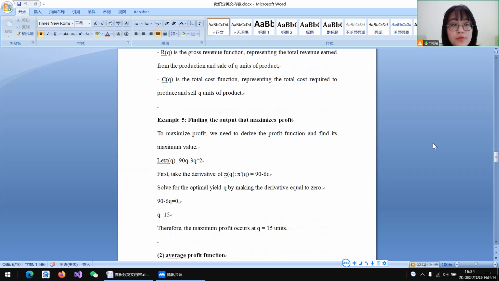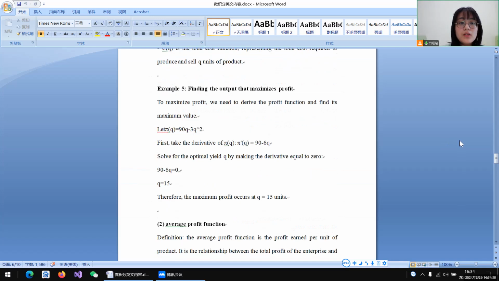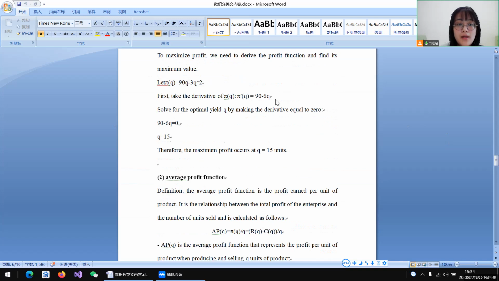So we can show our fifth example, finding the output that maximizes profit. To maximize profit, we need to derive the profit function and find its maximum value. So let π(q) = 90q − 3q². We take the derivative of it and solve for the optimal q by making the derivative equal to 0. And this is the answer.